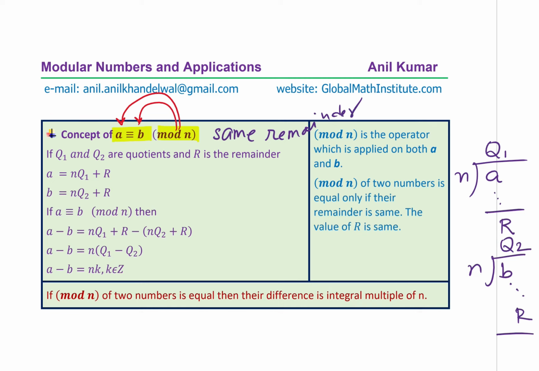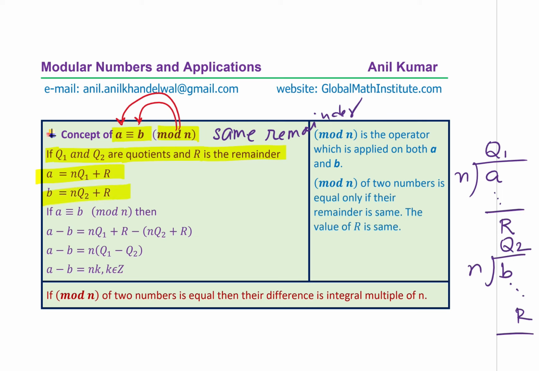Yes. So, same remainder is the basic concept. Quotient can be different. And that is why I have this statement. If Q1 and Q2 are the quotients and R is the remainder, R is same for both A and B. In that case, by definition, A is equal to NQ1 plus R and B is NQ2 plus R, right?